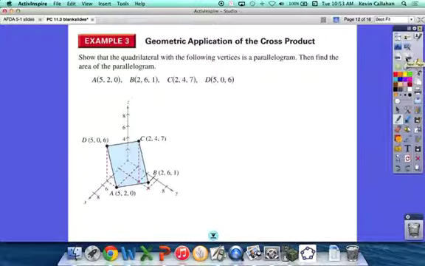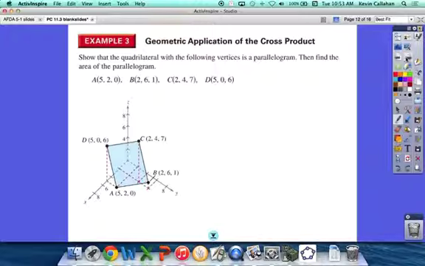Okay. Show that the quadrilateral with the given vertices is a parallelogram, and then find the area of the parallelogram. What do you have to show that a shape is a parallelogram? That the sides are parallel, right? In order for them to be parallel, they have to be vectors, and they've got to be scalar multiples of each other.